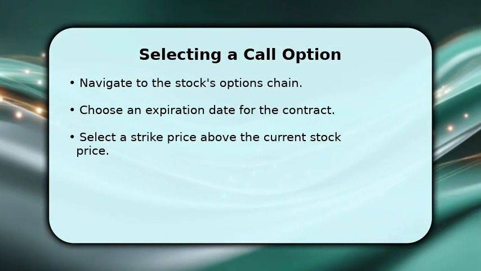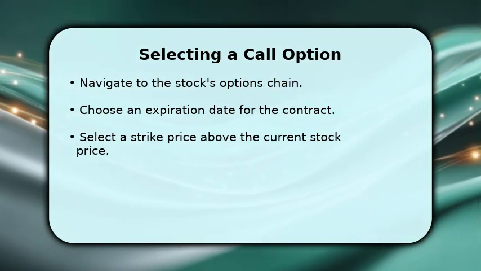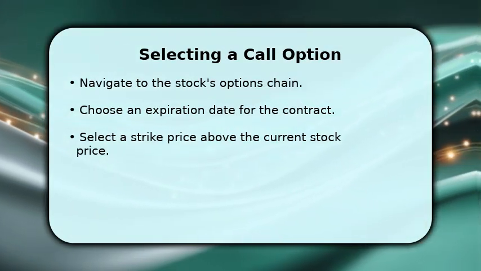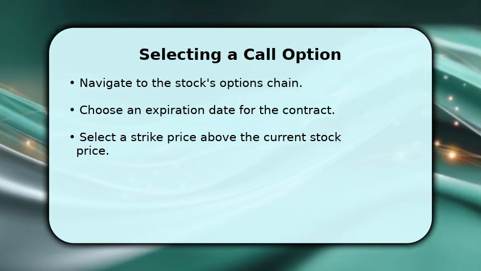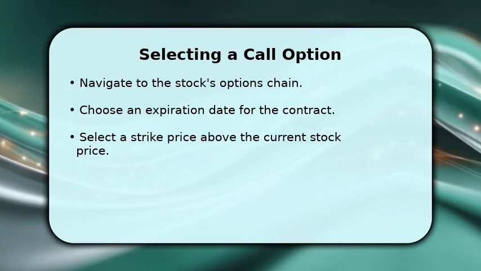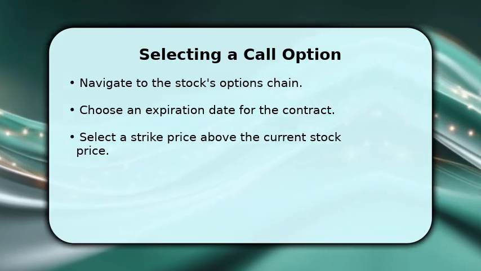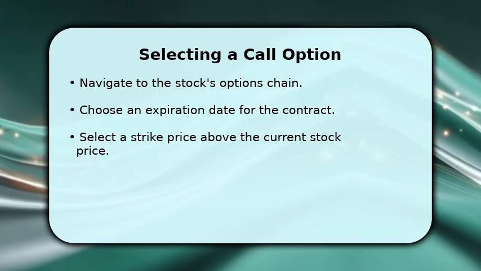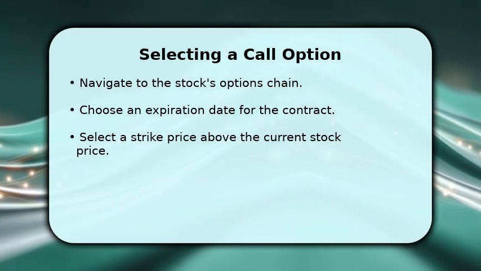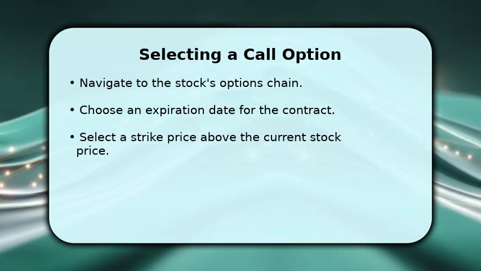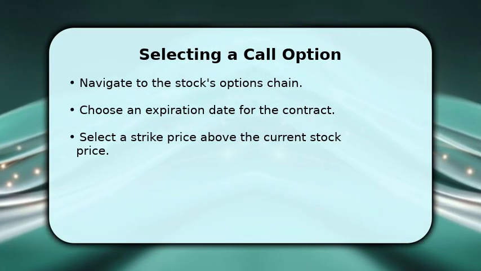Once options trading is enabled, find the stock you're interested in and navigate to its options chain. This chain lists available contracts. Select an expiration date, which is when the option contract expires. Then, choose a strike price, which is the price at which you can buy the underlying stock. For calls, you typically select a strike price above the current stock price if you expect it to rise.